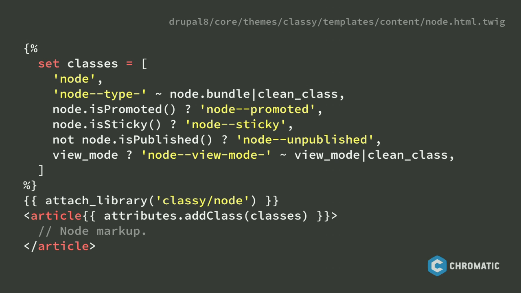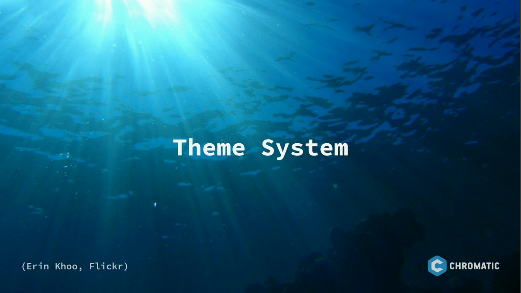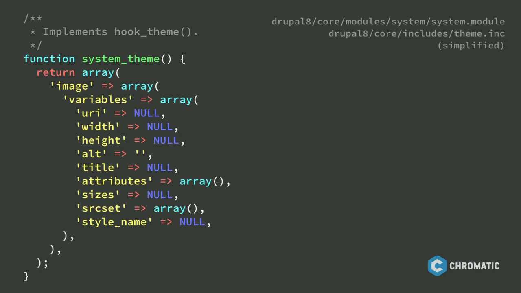And actually, a lot of folks are moving their markup logic from preprocess functions back into the template. And there's even a core issue to do this with the image template and with the preprocess function that we just looked at for the image theme hook. And this is the node template within the classy theme within core. So with this approach, some folks would even argue that there's no need for preprocess functions anymore, but that's a different discussion for a different day. But that's a big portion of the theme system in a nutshell. Hopefully I didn't lose you there.